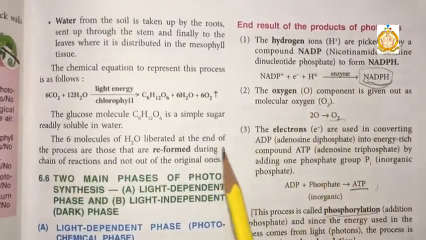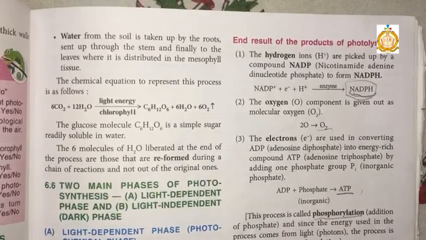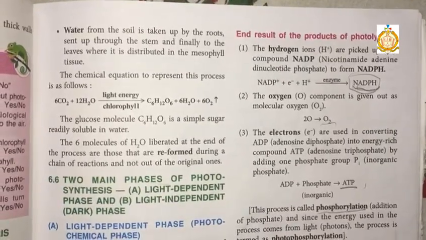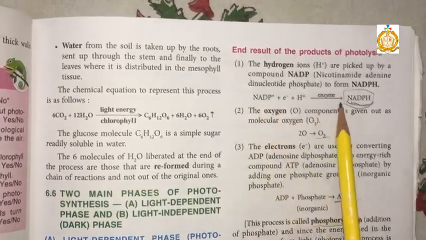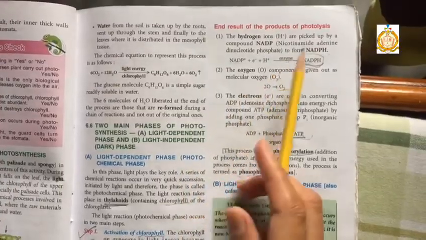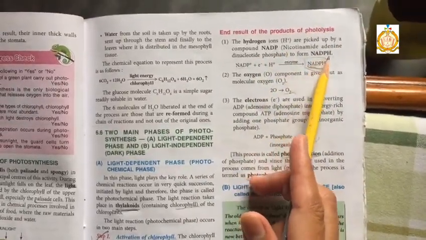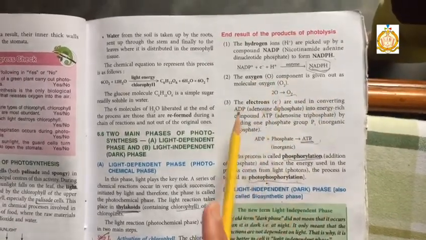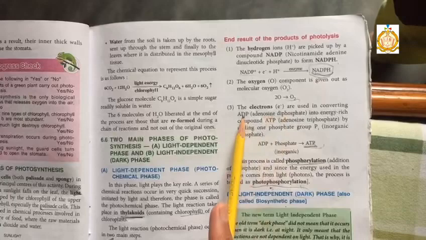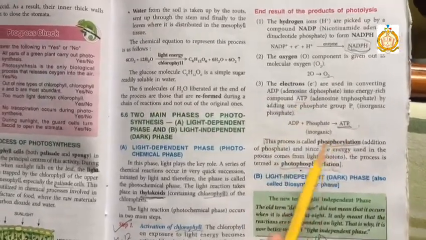Next, what are the end products of this photolysis process? The hydrogen ion that is formed, a product of this splitting of water, is joined with NADP. So the hydrogen ions are picked up by the compound NADP, forming NADPH. The oxygen component is given out as molecular oxygen, and the electrons are used in converting ADP into the form of ATP, the energy currency of a cell.